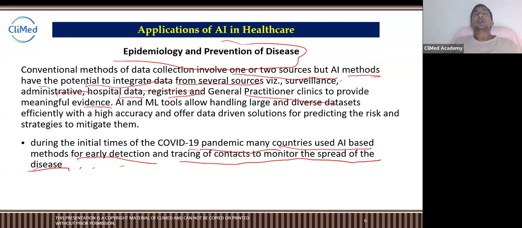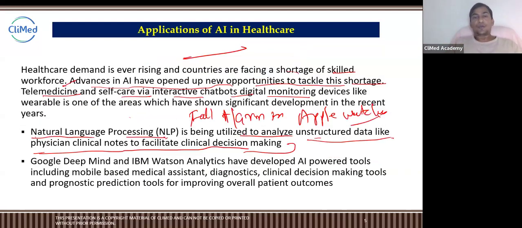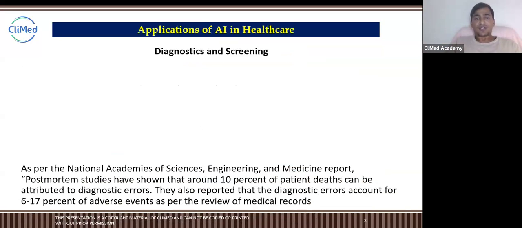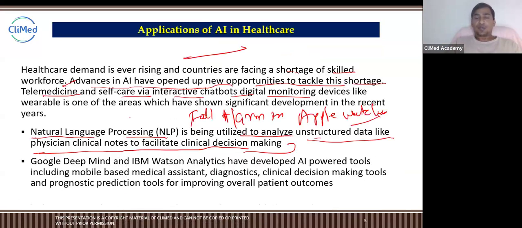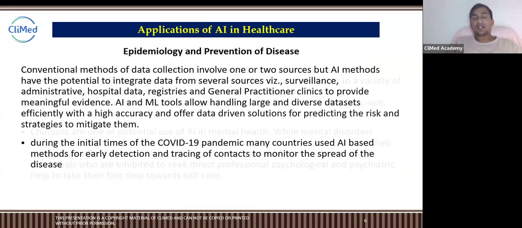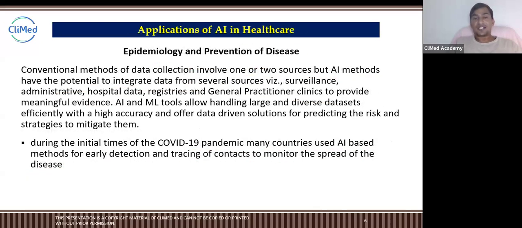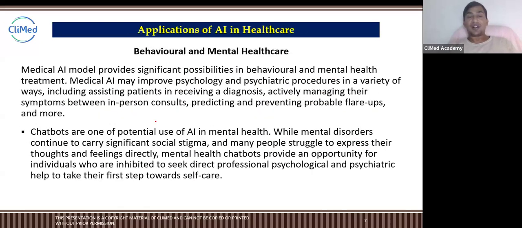So these are the parts where we can use AI in the research. I'm not just talking about AI use in healthcare, I'm talking about AI use in healthcare research. You can see here, first, diagnostics and screening, then therapeutic and discovery related research, critical care and clinical care research, and then epidemiology and prevention of disease. And the fifth is behavioral and mental health care.